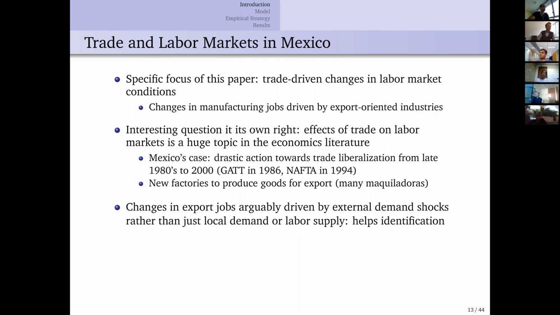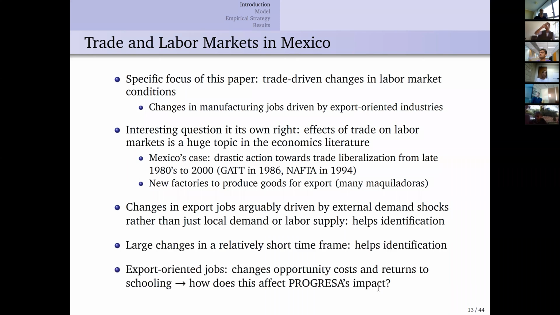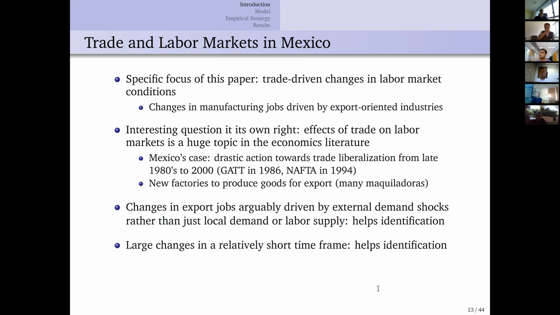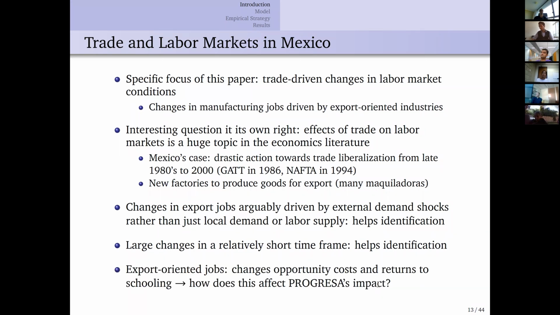I'm not saying they're totally random, but external demand is an important factor rather than just local demand and local labor supply, which is the problem that you would run into just trying to look at other sorts of labor market conditions. So this helps with identification. Another thing is that there were relatively large changes in a pretty short time period, and that also helps with identification here. And so now, taking a step back, what are we doing with these export jobs or these trade-driven changes in labor market conditions?